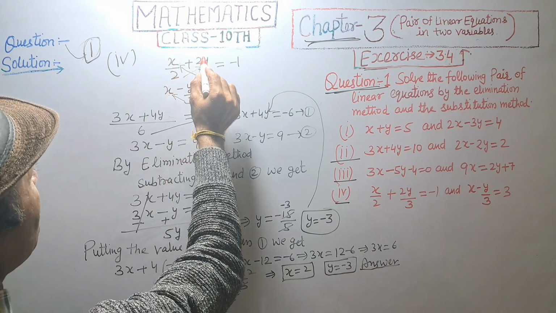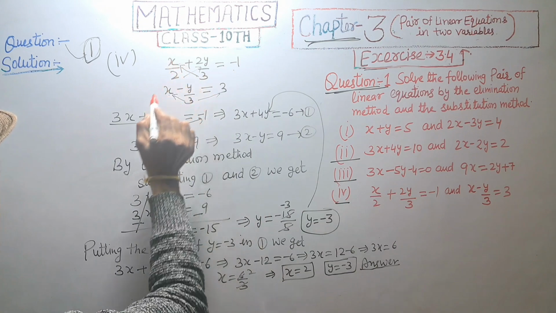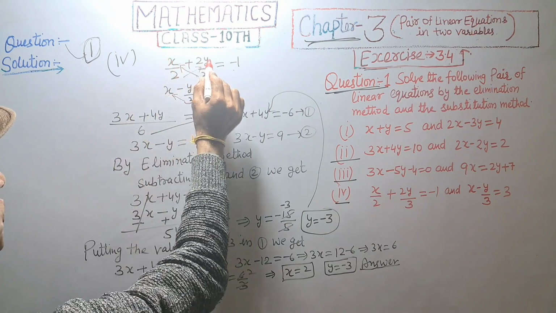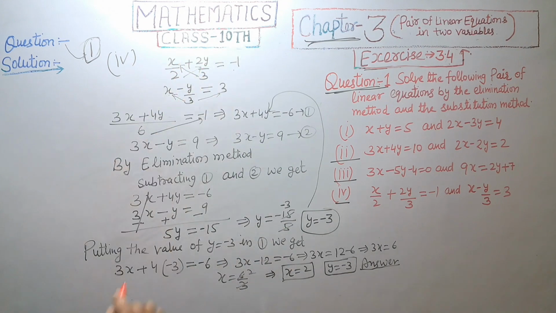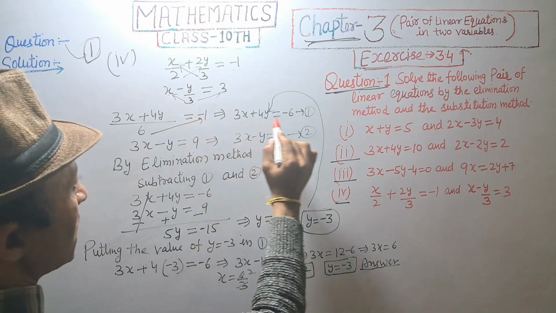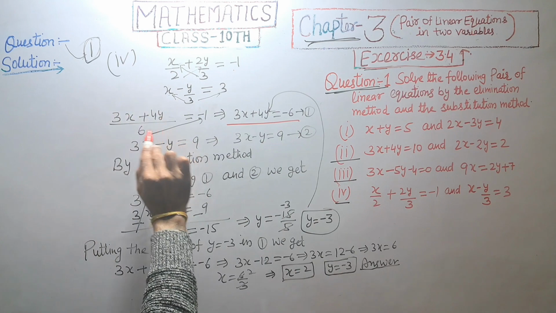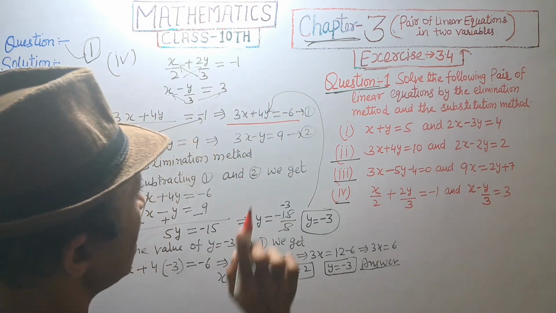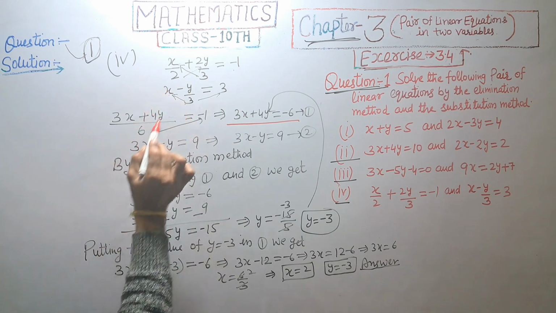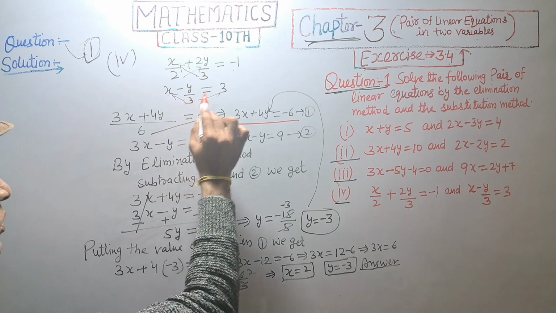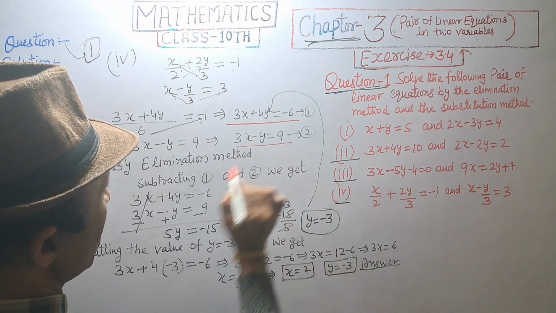Given x upon 2 plus 2y upon 3 is equal to minus 1, 3 multiplied by x, 3x plus 2 2s are 4y, and LCM of 2 and 3 is 6, is equal to minus 1. 6 multiplied by minus 1, that will be minus 6, and its equation number first. 3x plus 4y is equal to minus 6, equation first. And 3 multiplied by x is 3x minus y as it is equal to 3 multiplied by 3, that is equal to 9. This implies 3x minus y equal to 9.